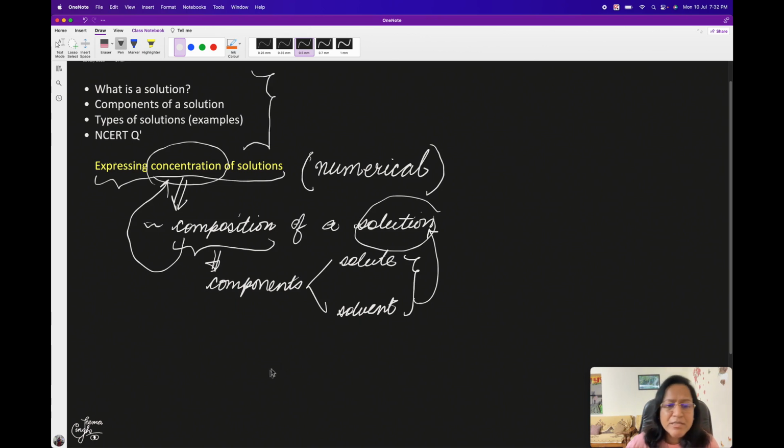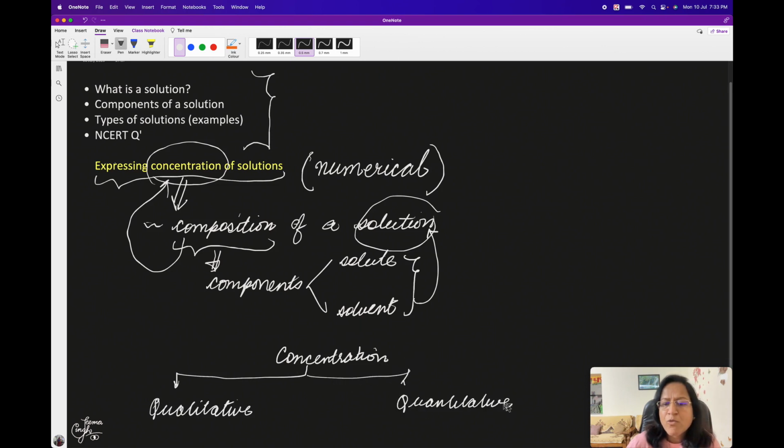My dear learners, there are two ways in which we can express the concentration of a solution. One way is called qualitative and the other is called quantitative. What we are going to study in today's class is the quantitative way of expressing concentration.